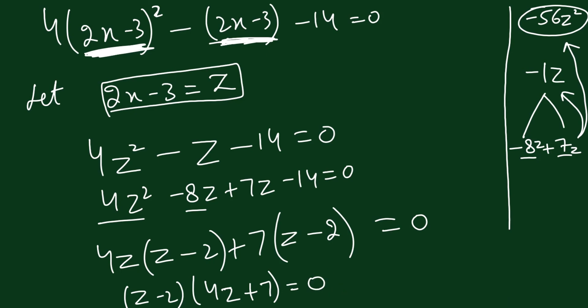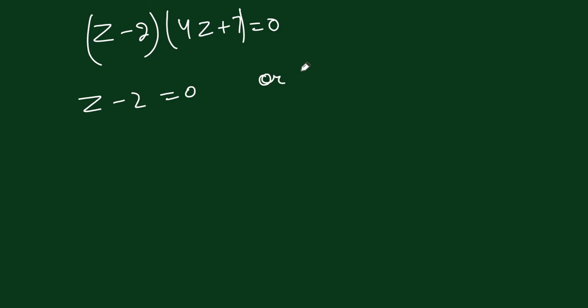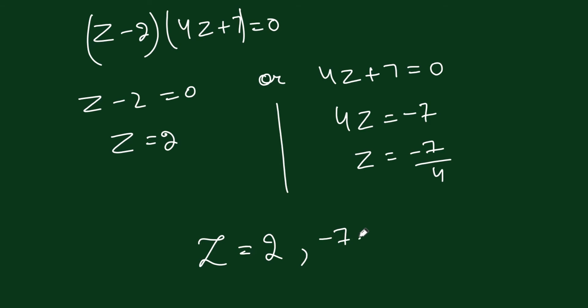So (z minus 2) into (4z plus 7) is equal to 0 means we have to write either z minus 2 is equal to 0 or 4z plus 7 is equal to 0. This means z is equal to 0 plus 2, that's 2, and here who will go to the right first? 7 will go first. It will become 0 minus 7, that's minus 7. 4 is in multiplication with z. When it goes to other side, it becomes division. So you got z is equal to 2 or minus 7 by 4.